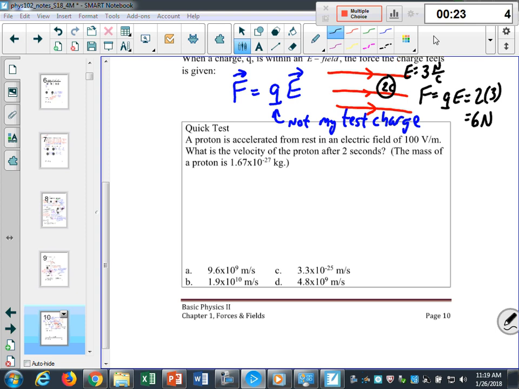You have to do several steps. You have to find what is the force acting on the proton, what is the acceleration acting on the proton, and then what is the velocity of that proton after 2 seconds. Remember your Newton's second law, and then also remember your kinematics equations. I'll just write them up here. You could still see some kinematics questions, but they'll be very simple like this one, just sort of one-step kinematics.